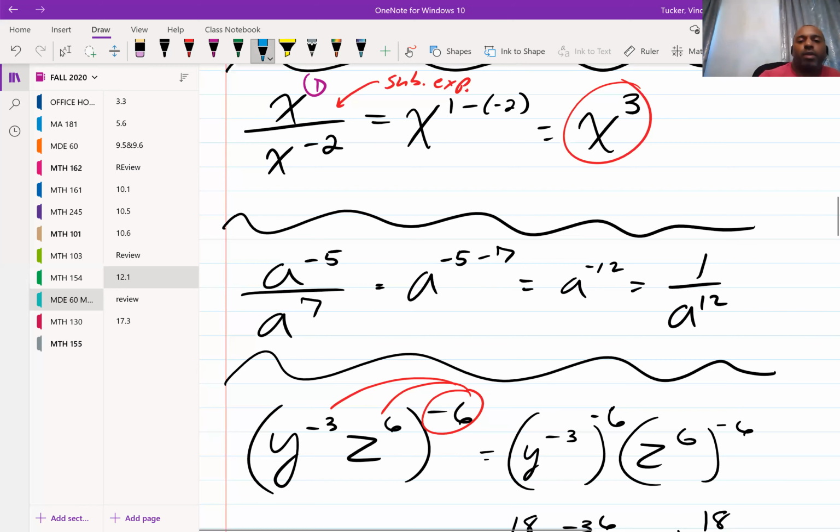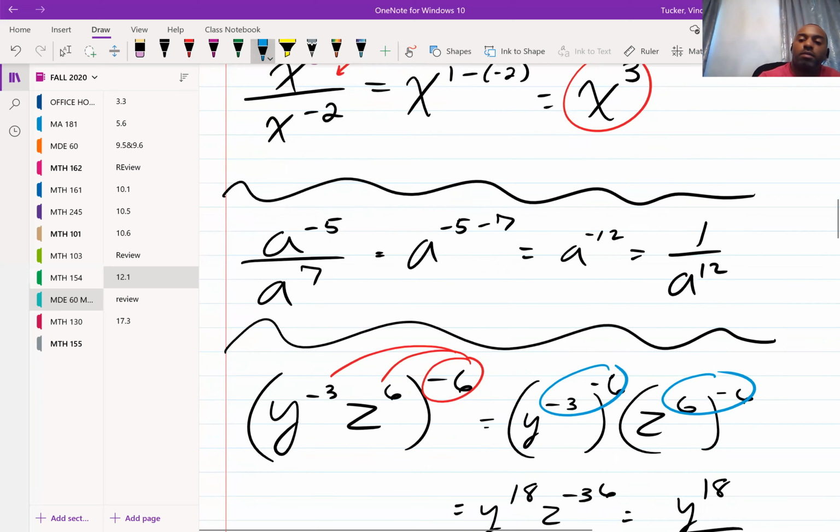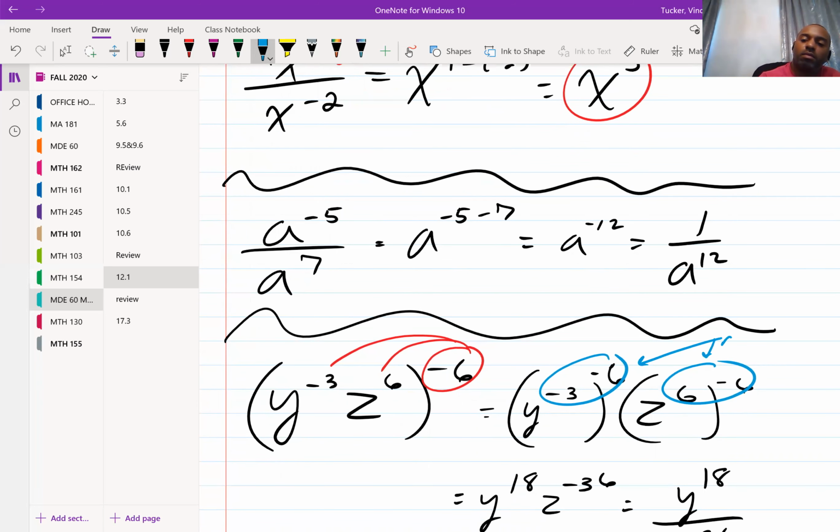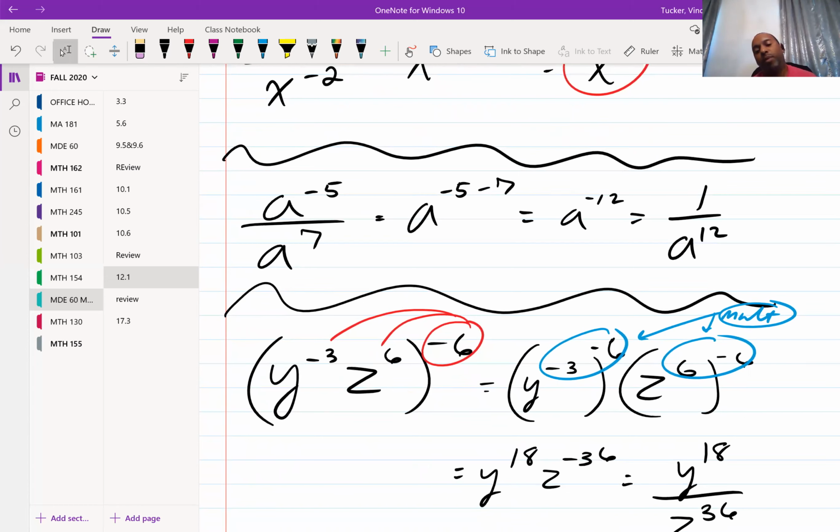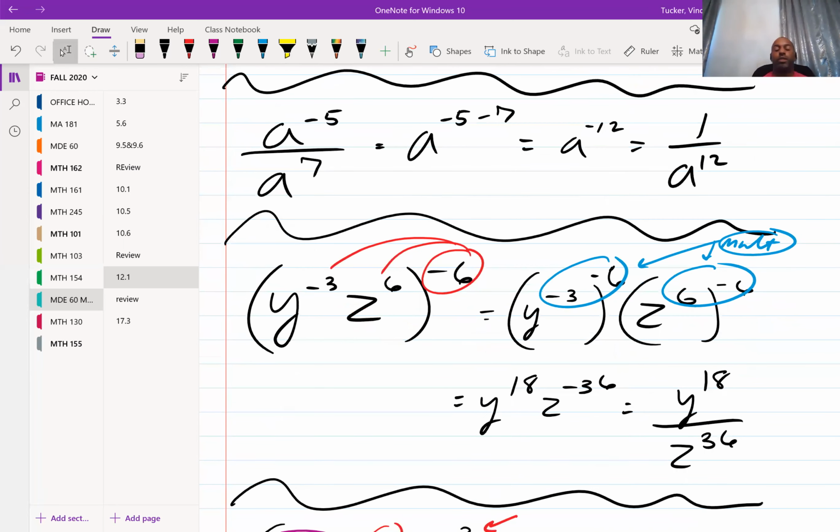All right, and then don't forget, whenever you have a power to a power, you're going to multiply your exponents. So negative 3 times negative 6 is positive 18. 6 times negative 6 is negative 36. That's how we got these exponents right here. And then to write all of our exponents as positive exponents, the y to the 18th is positive, so that's fine. But here we have negative 36, so I need to drop it down into our denominator. So that's why we'll have y to the 18th over z to the 36th power.